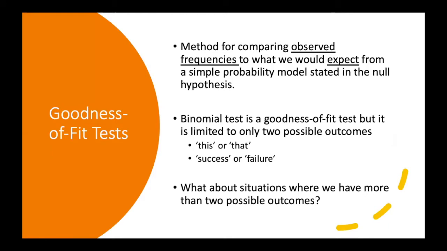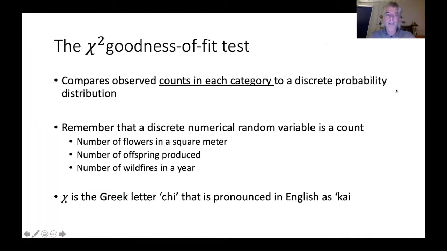But if you remember, it's limited to only two possible outcomes, either a success or a failure, or if you want to think of it more generally, that we need to be able to classify our observations as either being in this category or that category. So what about situations where we have more than two possible outcomes for our observations? Well, that's what we're going to talk about today.